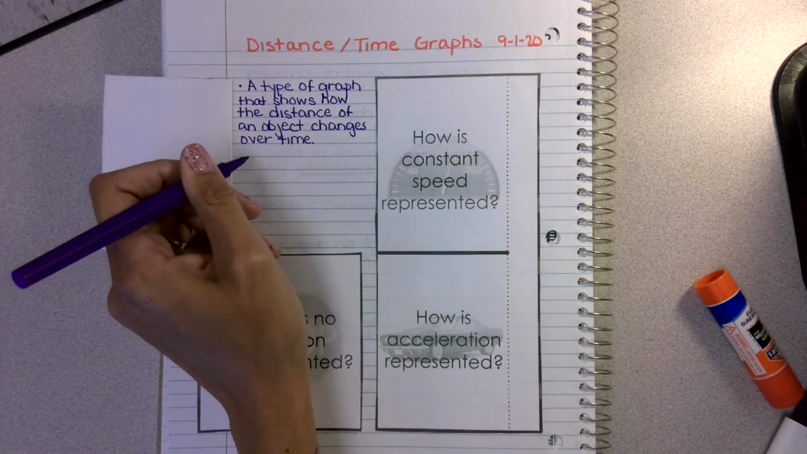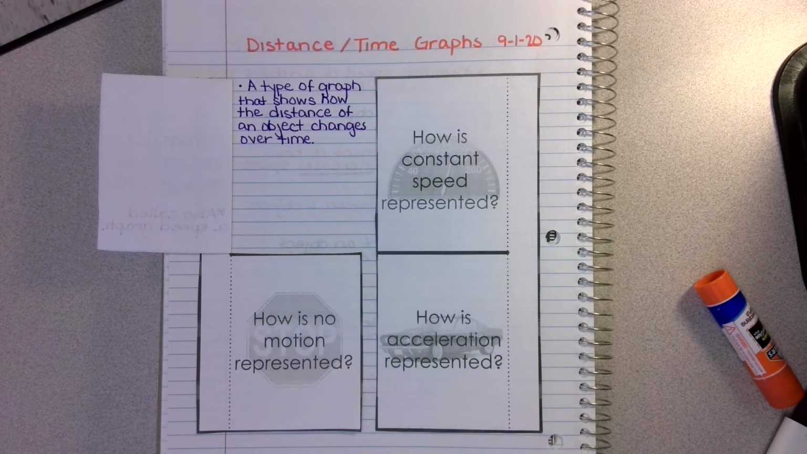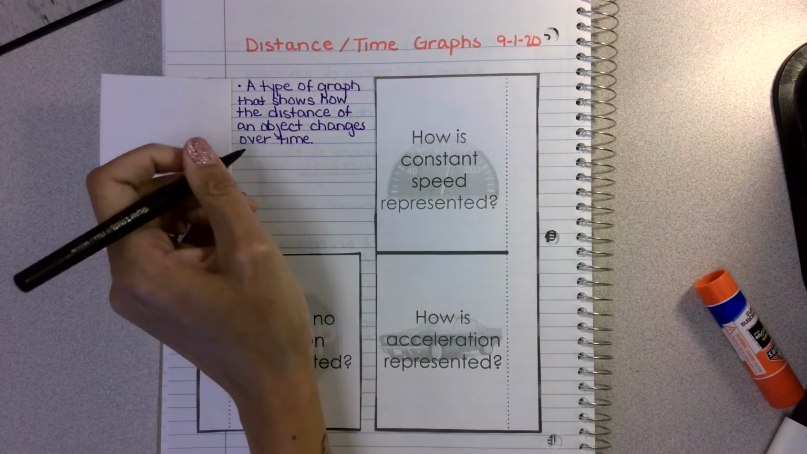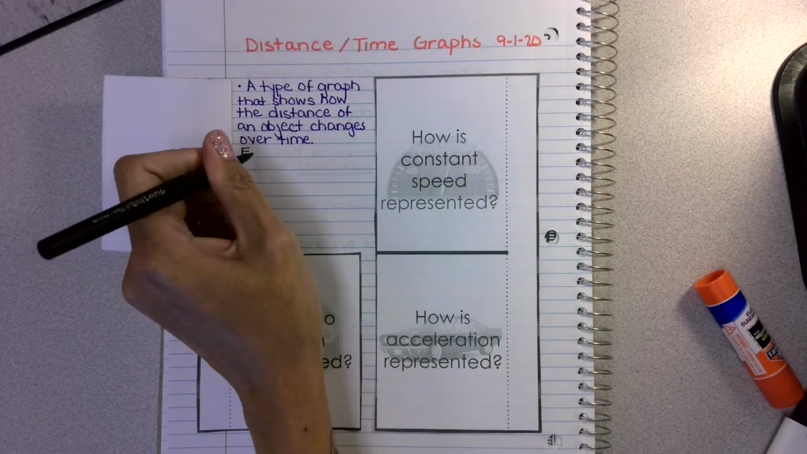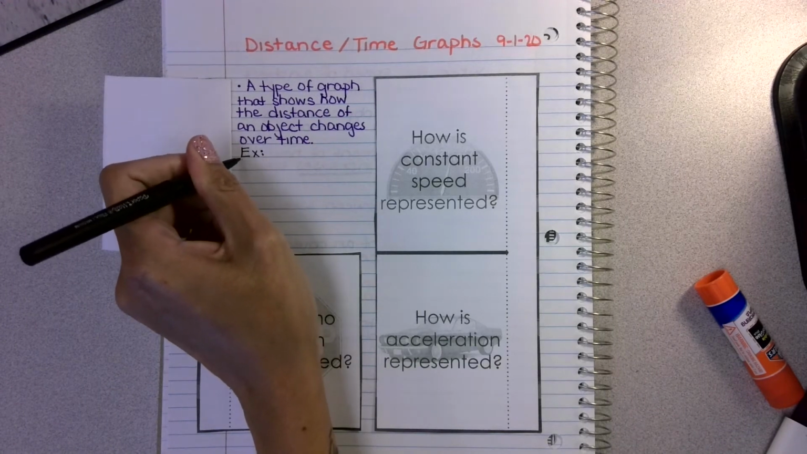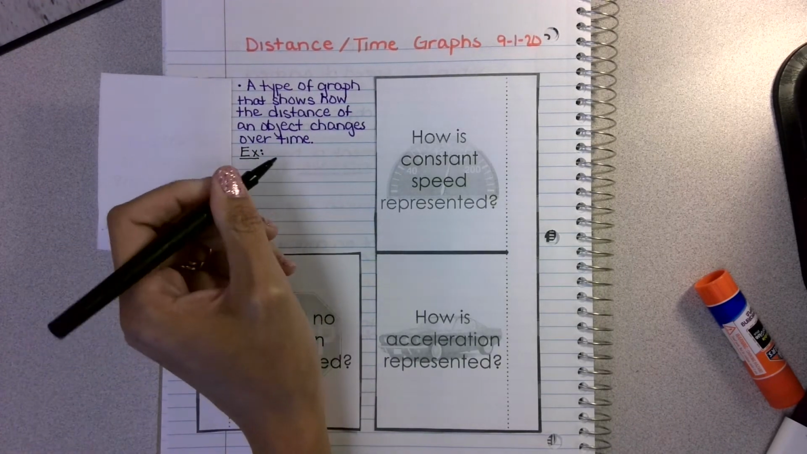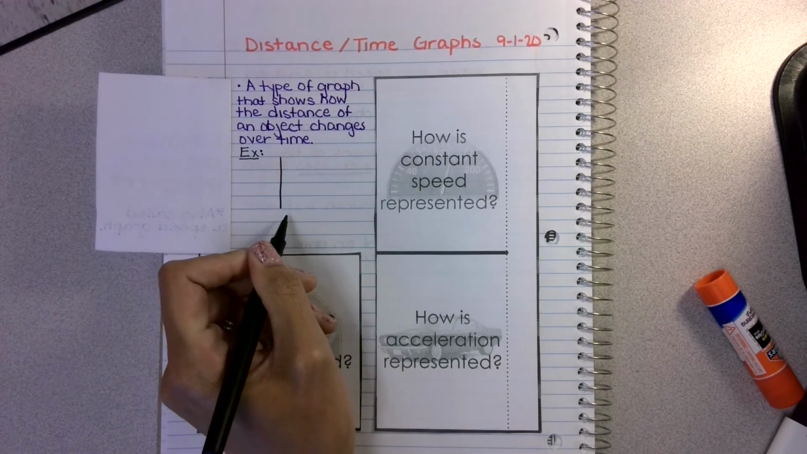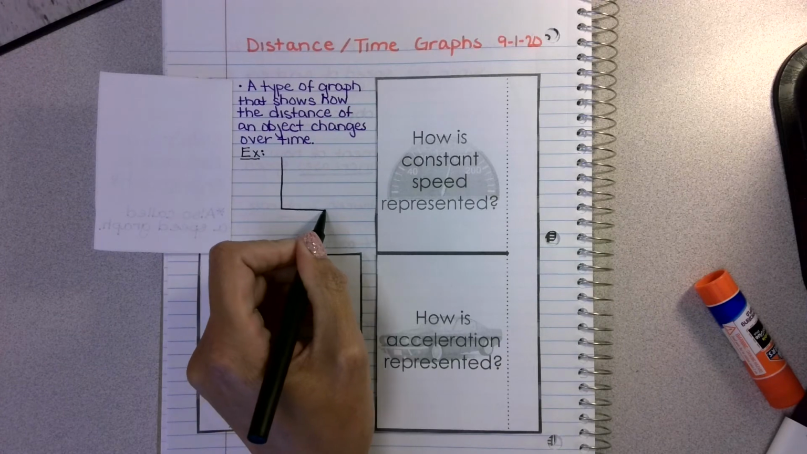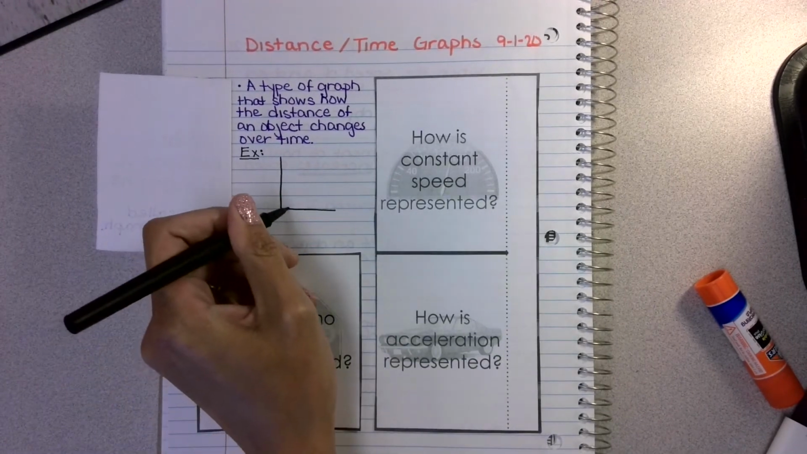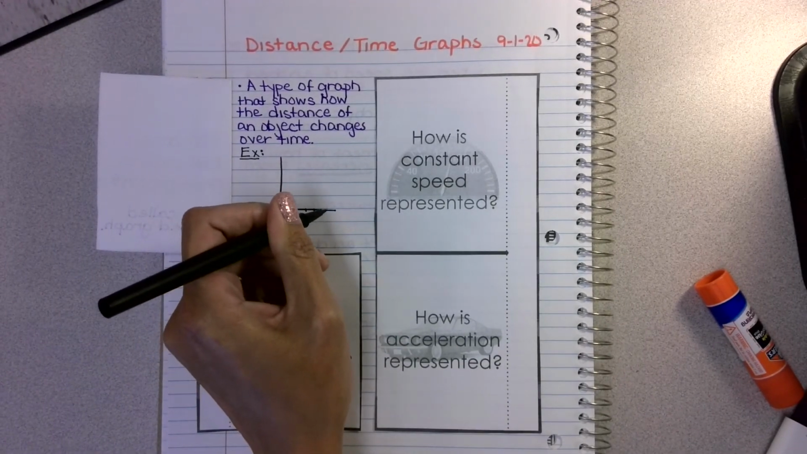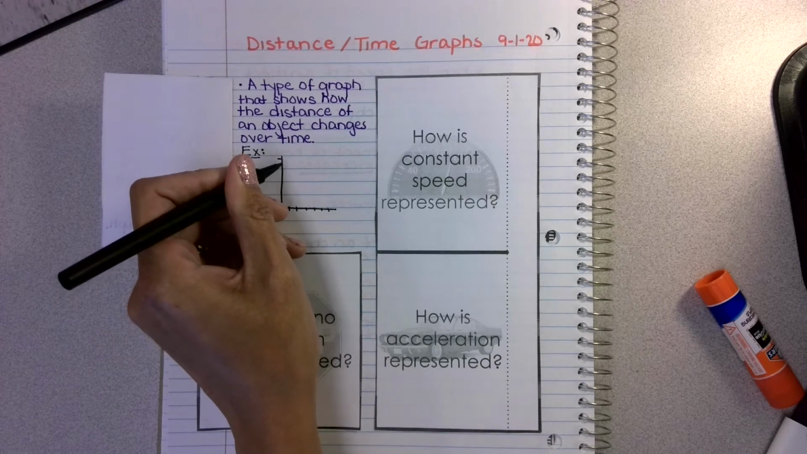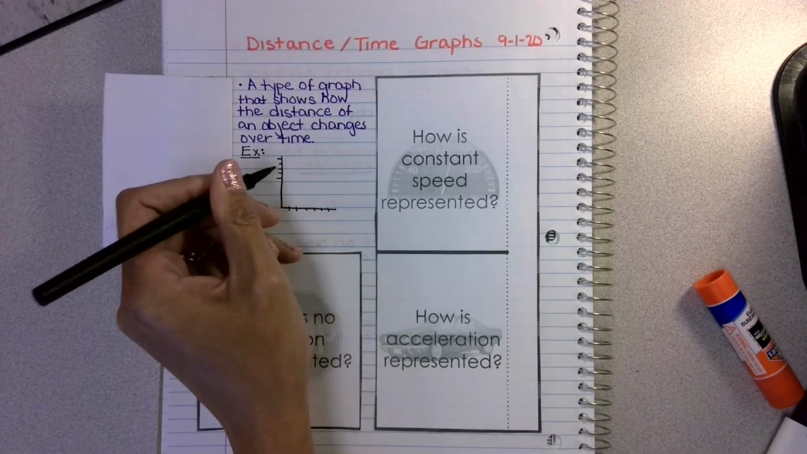Okay, so here's your example. EX stands for example. They make a graph like this. So you see a graph, with one side of the graph and along the bottom they have all these numbers. I'm not doing numbers because we're just showing an example of a graph.